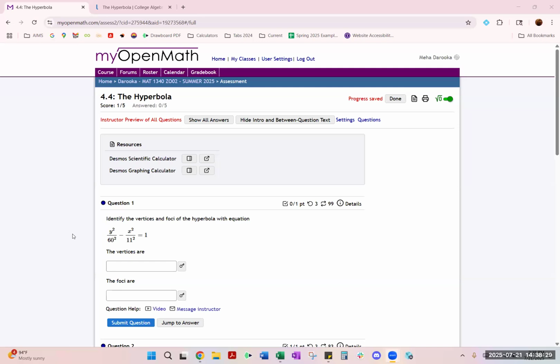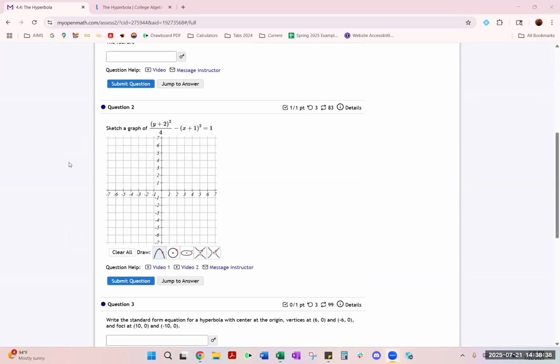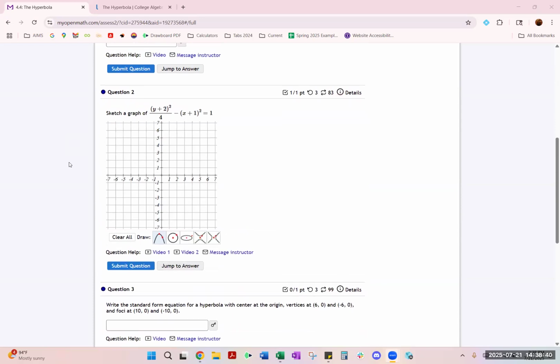All right, guys, let's take a look at a homework problem from section 4.4, which you can see is based on hyperbola, and this is going to be question number 2. As you can see, they're asking us to sketch the graph of a hyperbola, and of course, these equations will keep changing. So in this example, we have (y + 2)² divided by 4 minus (x + 1)² equals 1.